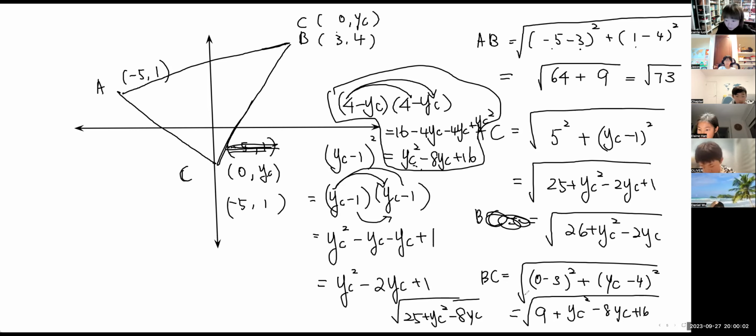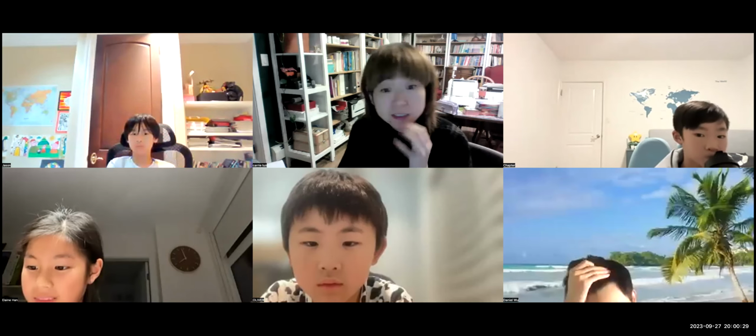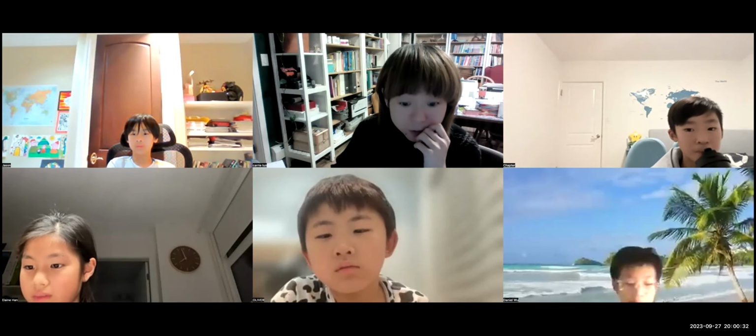And Jason, congratulations, you get it right. Good job. And Elaine also get it right. 哎呀 Elaine 有一点点错，你是根号25减 8YC 减 YC squared, should be plus YC squared, right? 是打错了对吗？Okay, everybody understand?